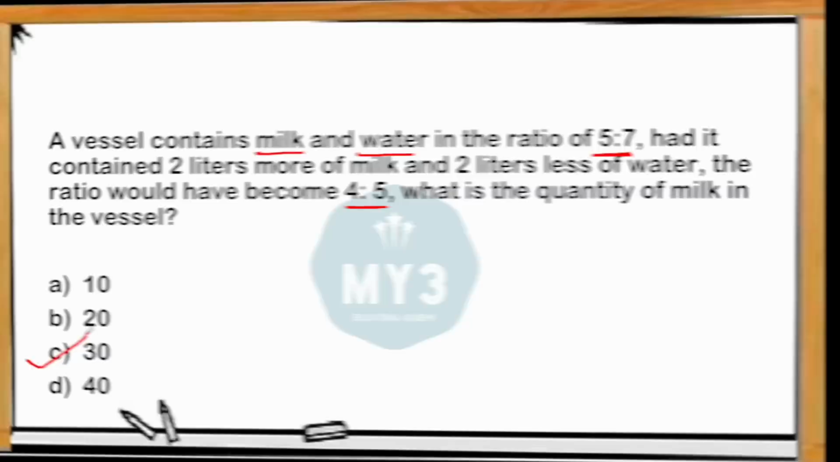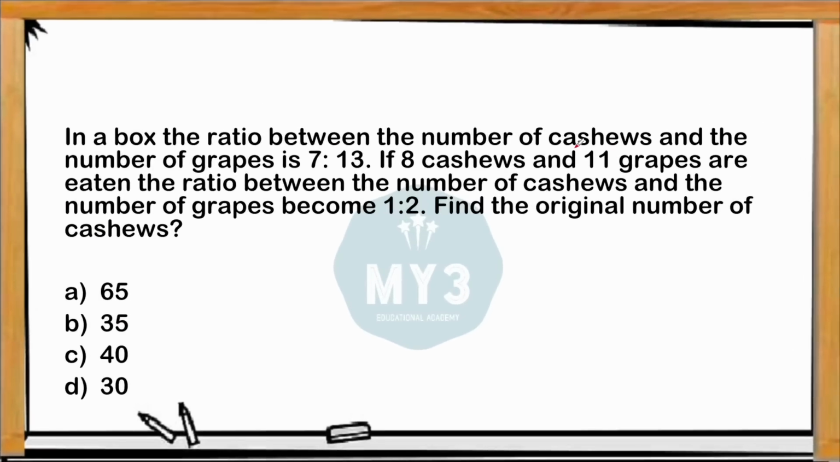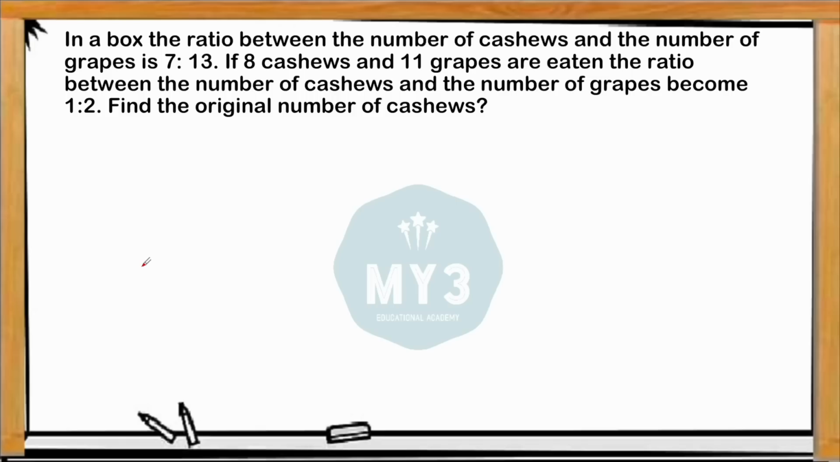Option C. Moving on, in a box, the ratio between the number of cashews and grapes is 7 is to 13. If 8 cashews and 11 grapes are eaten, the new ratio is 1 is to 2. Find the original number of cashews is the question. So if you observe, the ratio between cashews and grapes is clearly given, 7 is to 13. That means 7 parts, 7x is indicating the number of cashews and 13x is indicating the number of grapes.